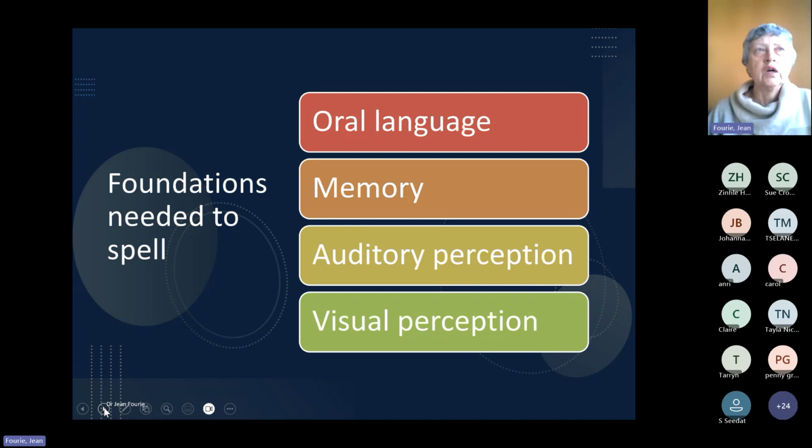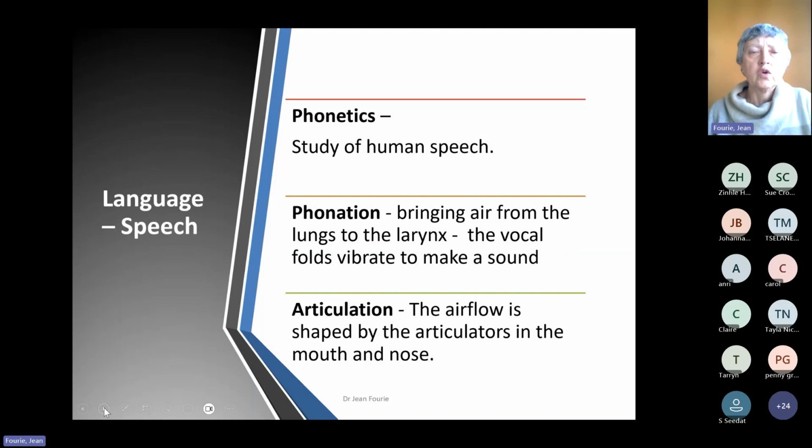So we need to have a very good understanding of the language and how it's used and all the words in the language. We've already dealt with a lot of the auditory and visual perceptual skills that are required. And so I want to go on to a little bit more of the detail.